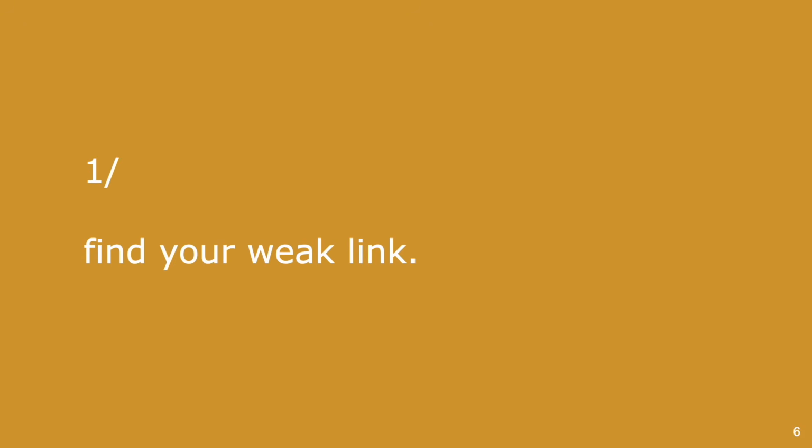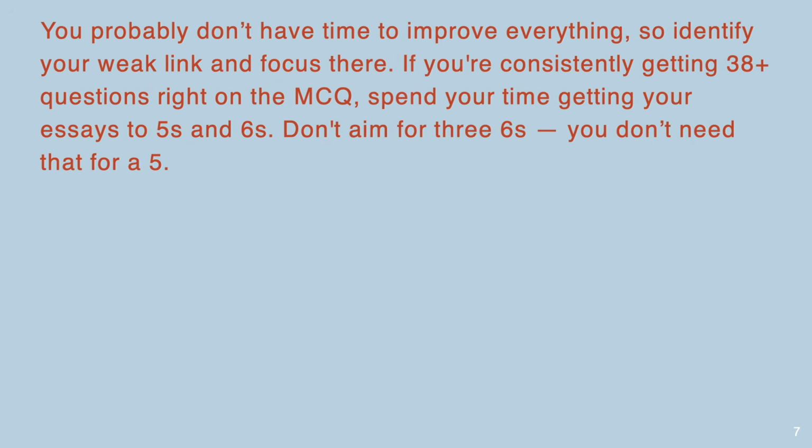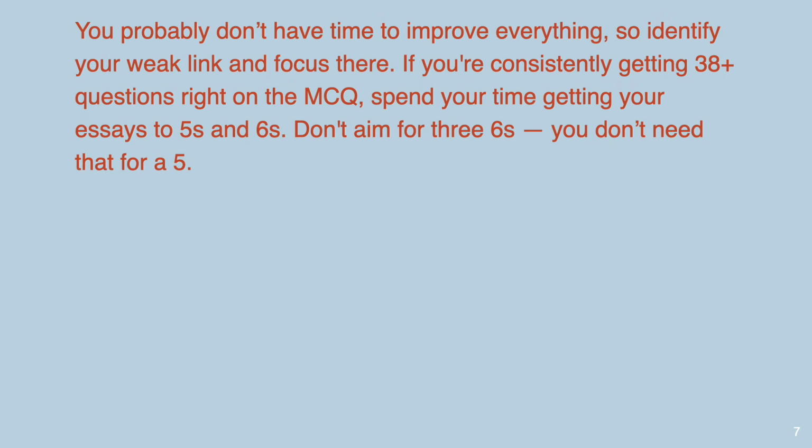First, find your weak link. Right now, you probably don't have time to improve everything. So identify your weak link and focus there. For example, if you're consistently getting 38 questions right on the MCQ, spend your time getting your essays to 5s and 6s. Don't aim for 3s or 6s. You don't need that for an AP Lang 5.